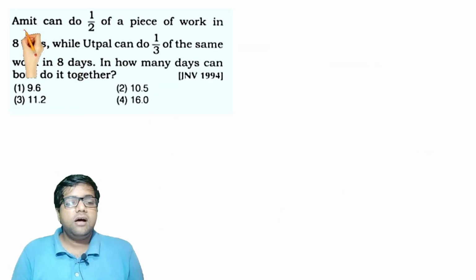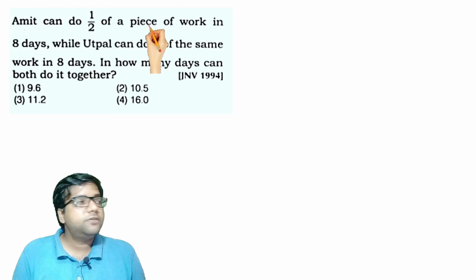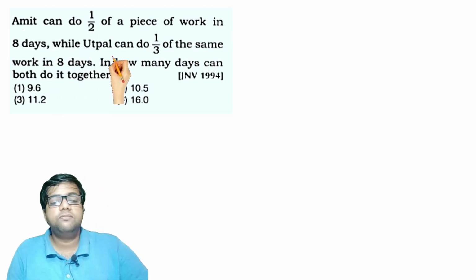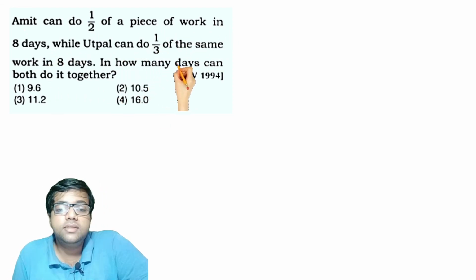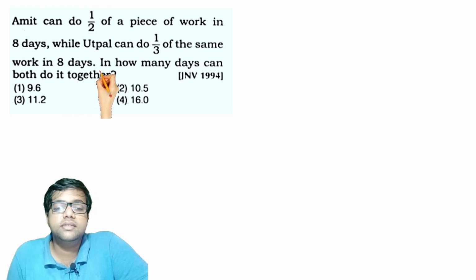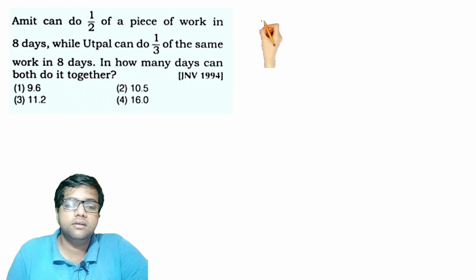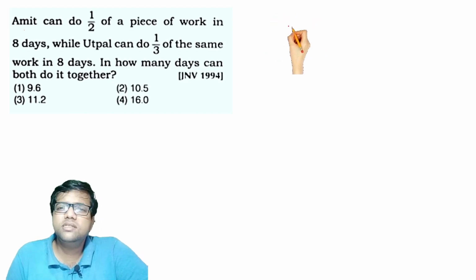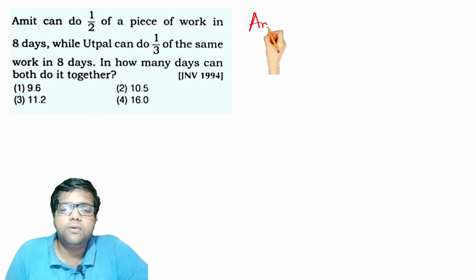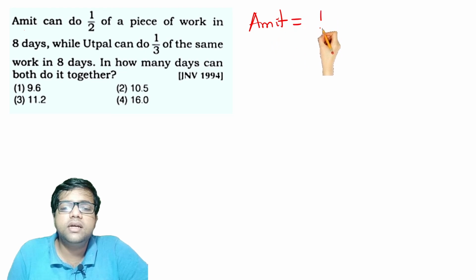All right. Amit can do half of a piece of work in 8 days, while Utpal can do 1/3 of the same work in 8 days. In how many days can both work together? Let us understand their capacities first. Amit can do half of a work, the total work we don't know.